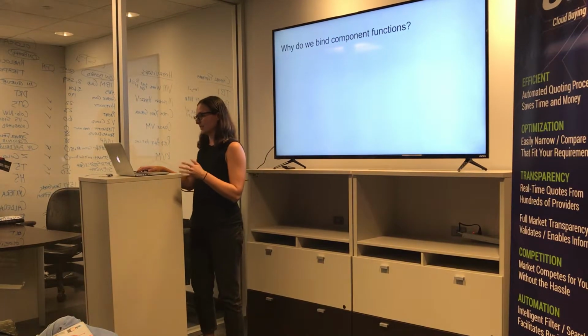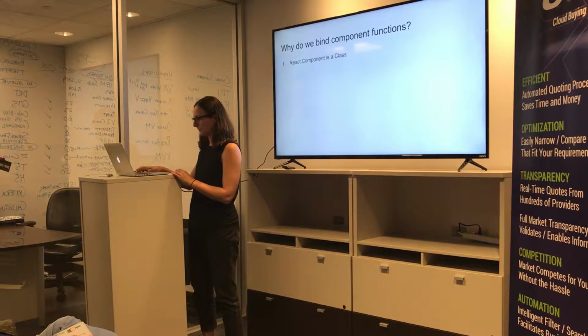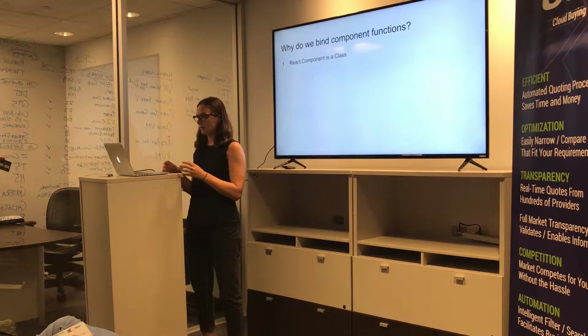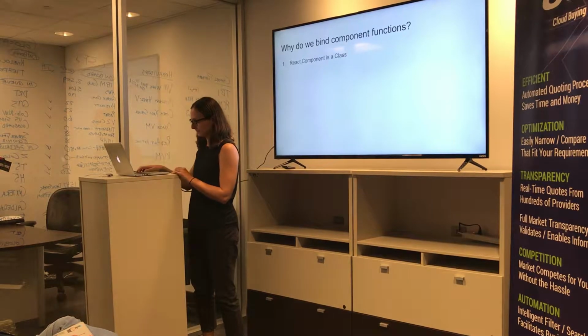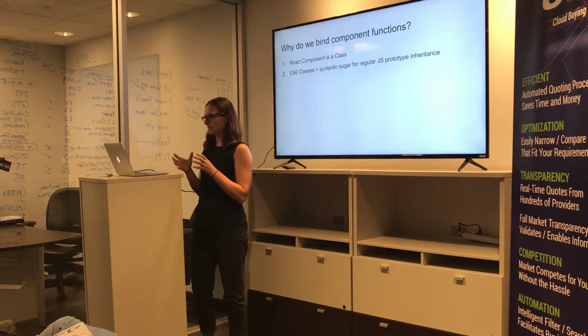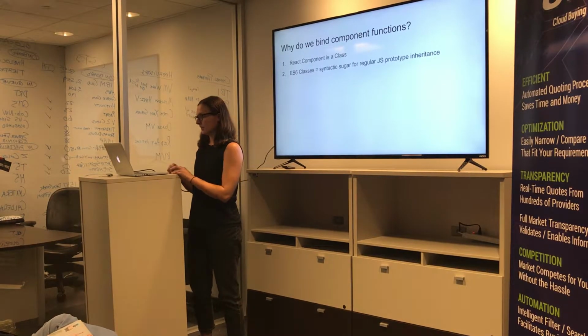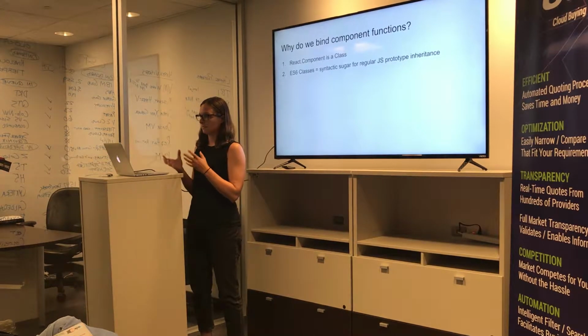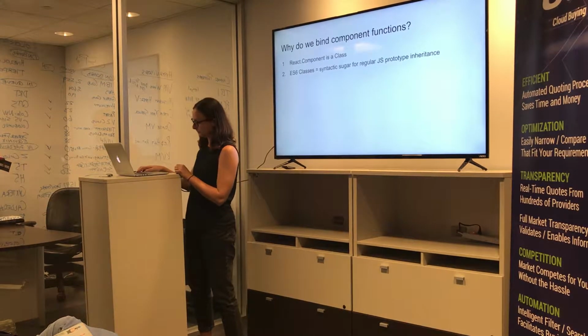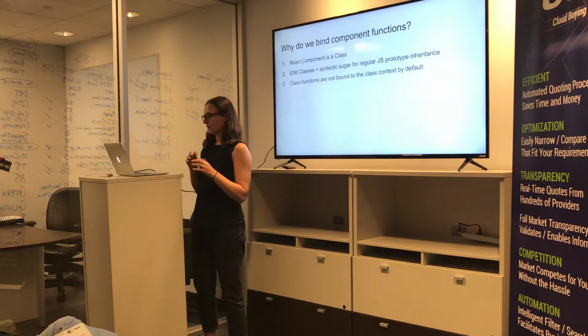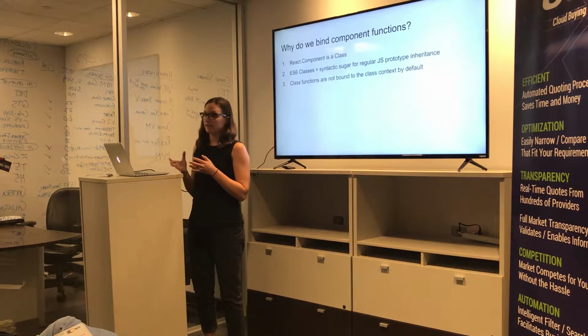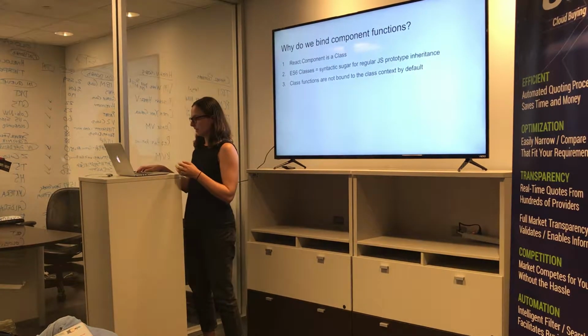So as quickly as I can, I'll run down why this is important and why we do it. React.Component is just an ES6 class, a JavaScript class. JavaScript isn't an object-oriented language. ES6 classes are really just syntactic sugar for regular JavaScript prototypal inheritance. Class functions are not bound to the class context by default.